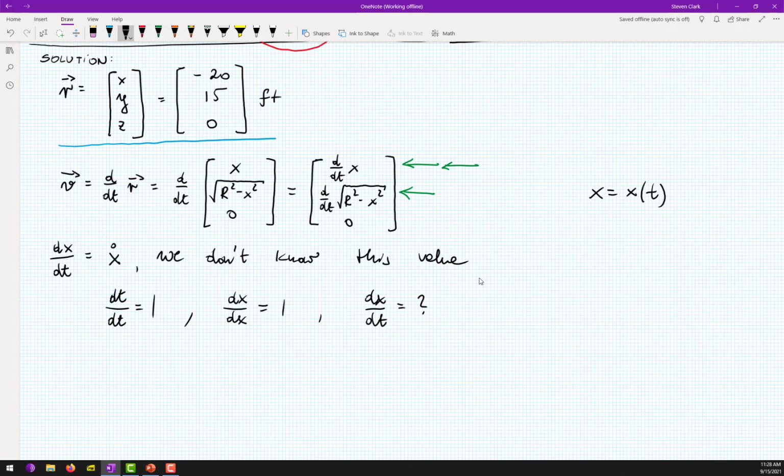By the way, now the second expression, d dt of the square root of r squared minus x squared. I would like to differentiate that. Maybe I can start, and you can help me later, okay? I believe the first step of this differentiation is 1 over 2 times the square root of r squared minus x squared, times what? Anybody?